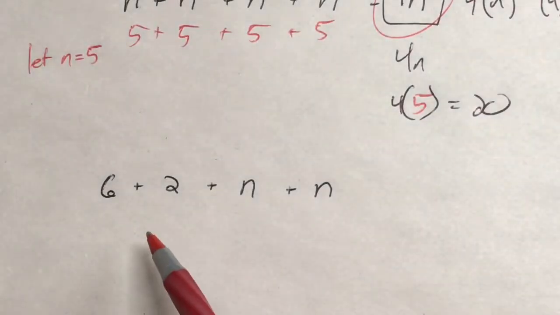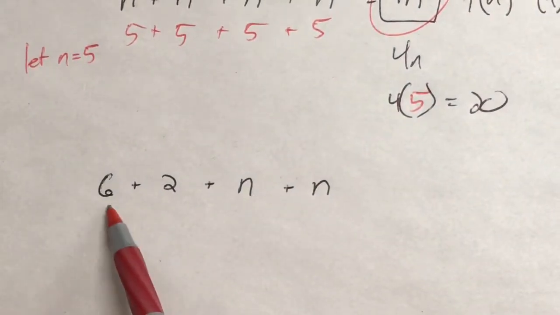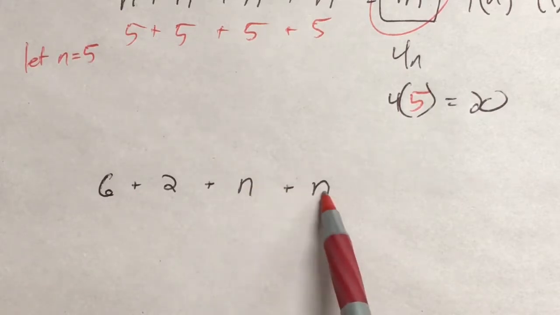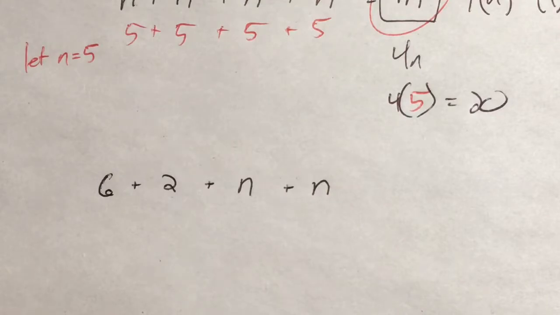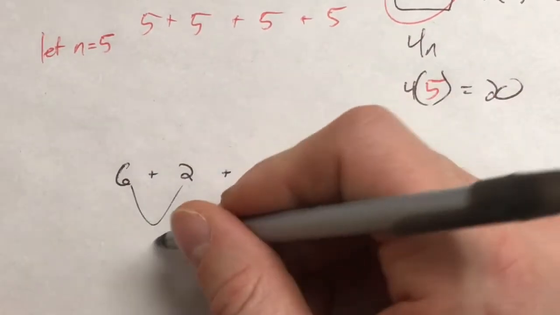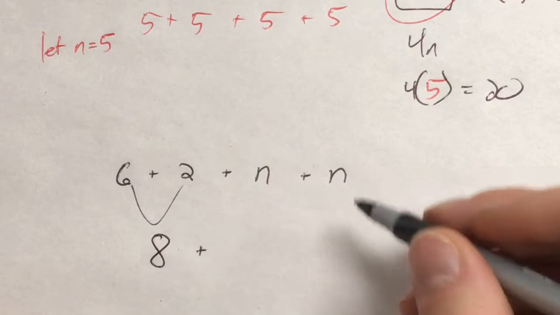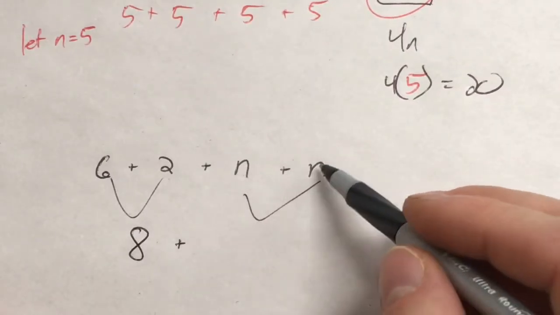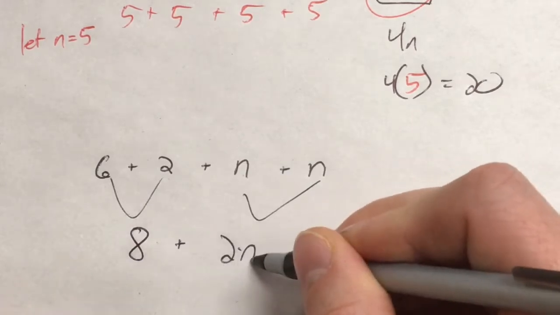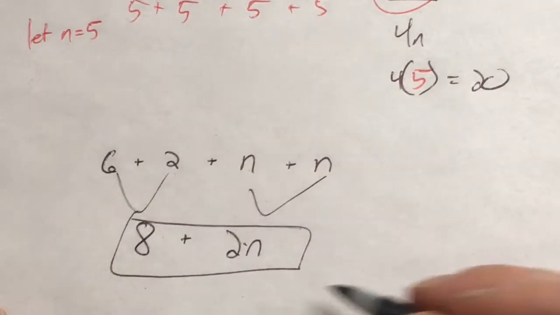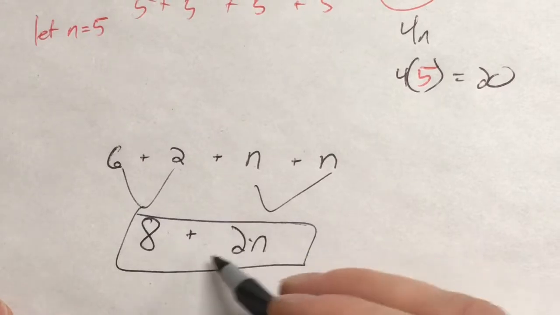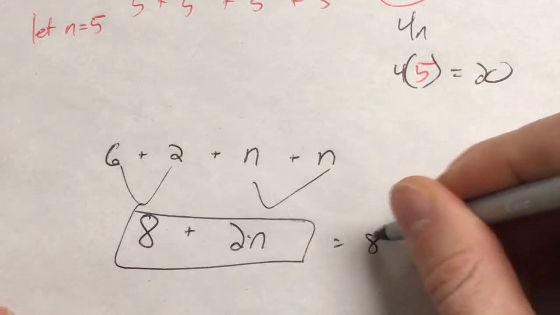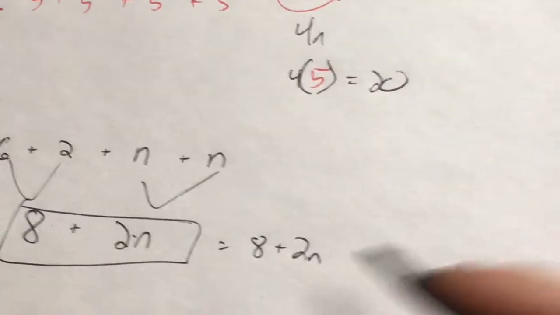Now here, students will see things like this, where you have a number that you know plus another number that you know plus an unknown number plus that same unknown number. Well, these two can be combined. 6 plus 2, I know that, that's 8. And I can combine these two unknown numbers. One thing plus itself is equal to that thing times 2. So the whole expression simplifies to 8 plus 2n. Obviously that's 2 times n, but again, you can leave the dot there or not. 8 plus 2n.